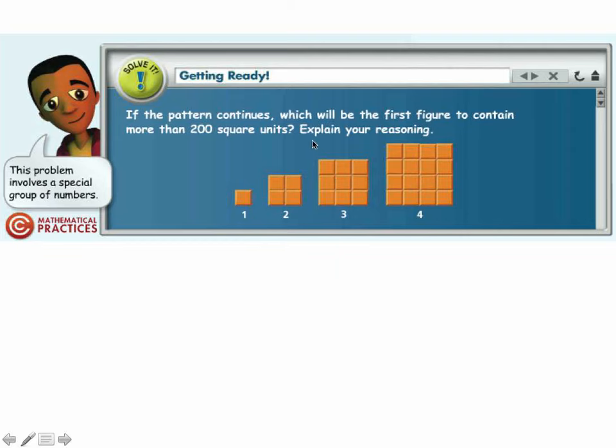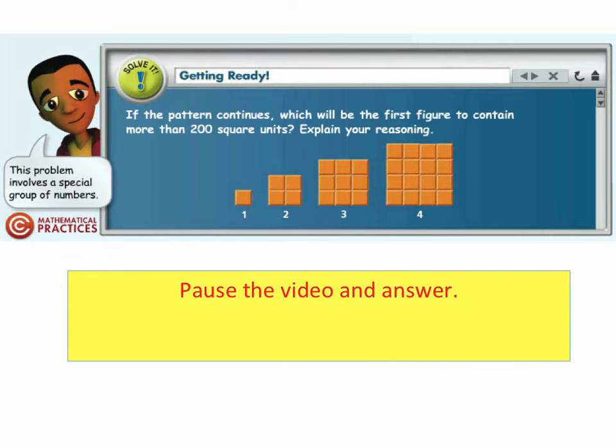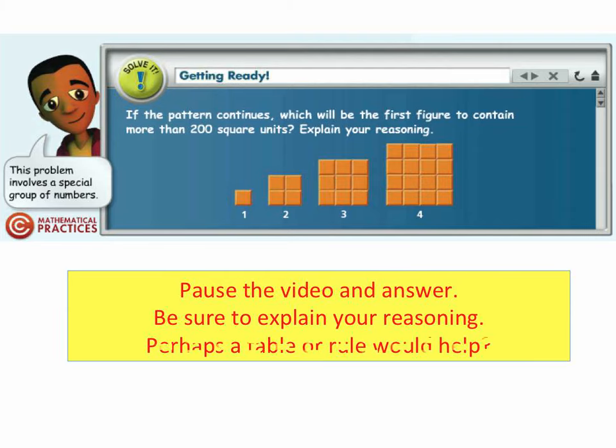So your task is to figure out which one would be the first figure to have more than 200 units in it. So I'm going to leave that up to you. So make sure you pause, go ahead and answer. There's not a lot of room on your paper, so if you need a separate piece of paper, make sure you explain your reasoning, and then perhaps a table or a rule would help us with that. All right, so go ahead and pause it, give that a shot, and then when you're ready, come on back, we'll take a look at that tomorrow.